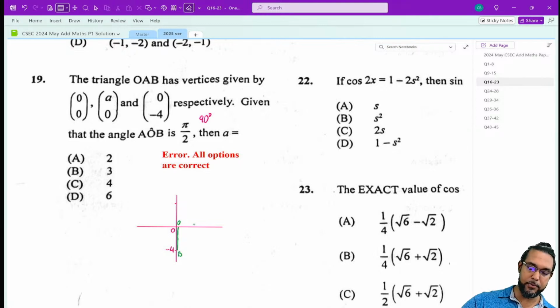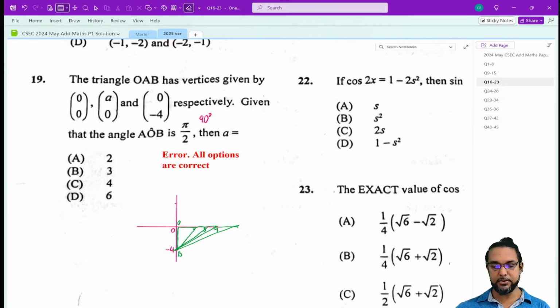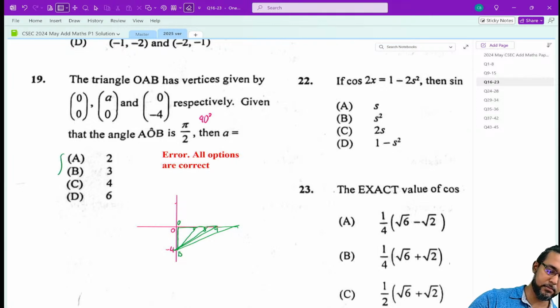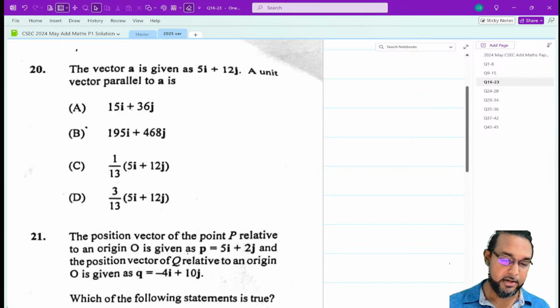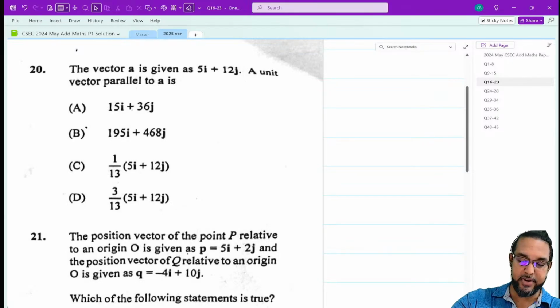But check this. If you go to 2, you could draw a hypotenuse, could you not? Yeah, you could. If you go to 3, you could also draw a hypotenuse. If you go to 4, you could draw a hypotenuse. If you go to 6, you could also draw a hypotenuse. So all of these are correct. They clearly didn't put something in the question they thought they did, or they thought it was understood to narrow down the option they wanted, which I don't know which one it is. Anyhow, this question clearly has a C. Okay, anyhow, let's go again. The vector A is given as 5i plus 12j, a unit vector parallel to this.